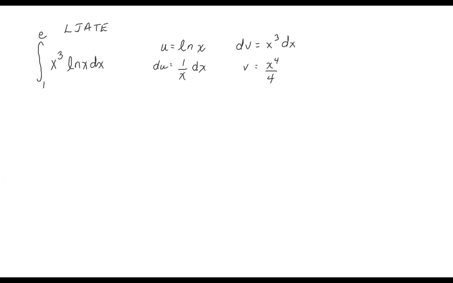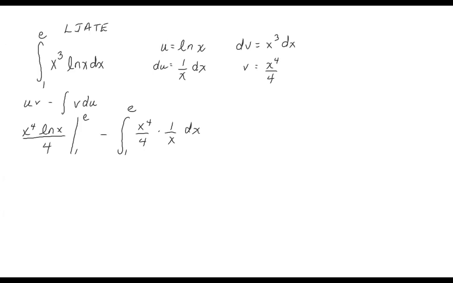So let's put all of our pieces together. uv minus integral v du. And this time we're going to have to make sure that we write everything out in terms of evaluating. So u times v is x to the 4th times ln x over 4, and we're going to evaluate that from 1 to e, minus the integral of v times du, x to the 4th over 4 times 1 over x dx, also from 1 to e.